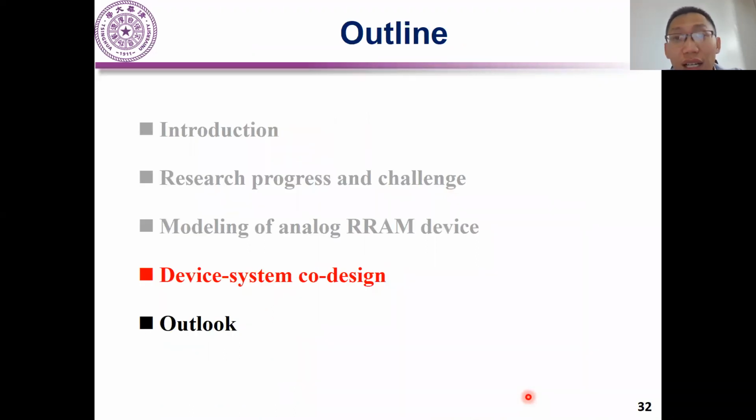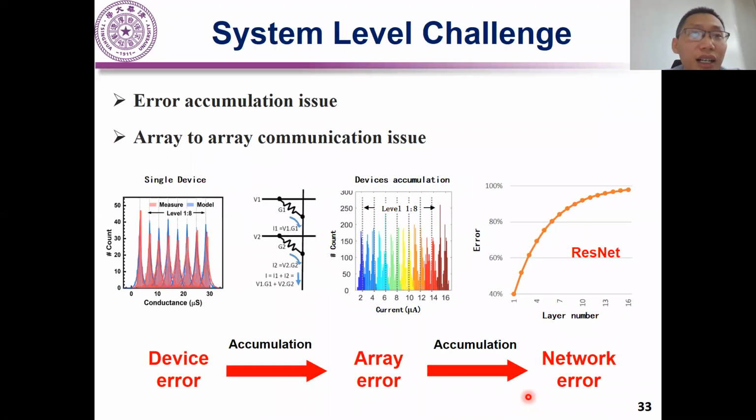Okay, let's go to the next part, device system co-design. The design of CIM system also faces many challenges, especially the accuracy loss caused by non-ideal effects of device and circuits. On the device level, the parameter variations, conductance fluctuations, nonlinearity, asymmetry, and other non-ideal effects will influence the computing accuracy. And on the array level, the fluctuations accumulate, forming larger error.